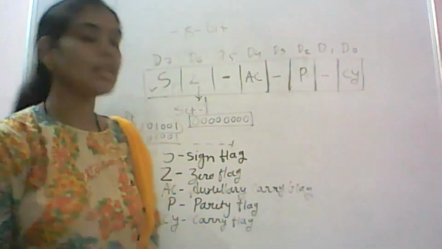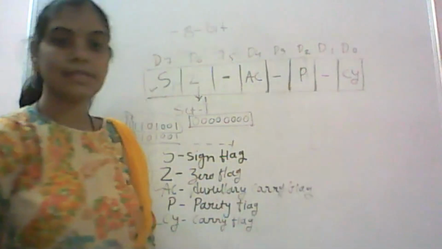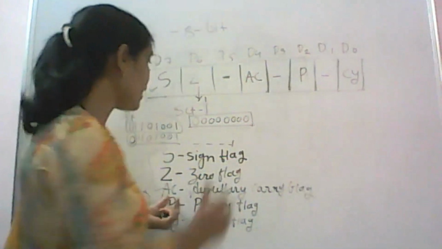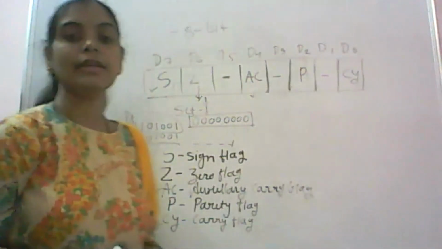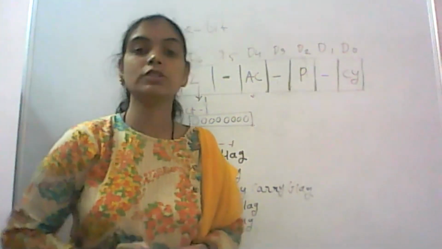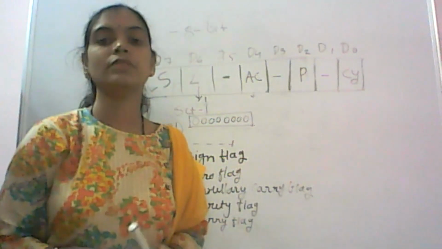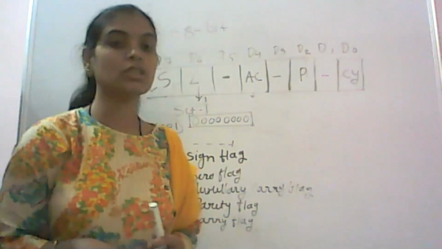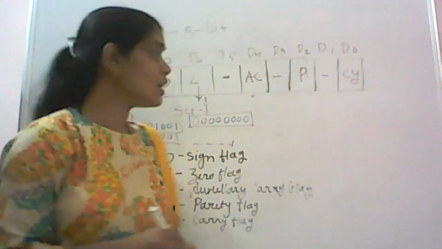Now next is the auxiliary carry flag, denoted by AC. Auxiliary carry flag is set to 1 if there is a carry from bit position D3 of the result in the accumulator. Otherwise, reset.